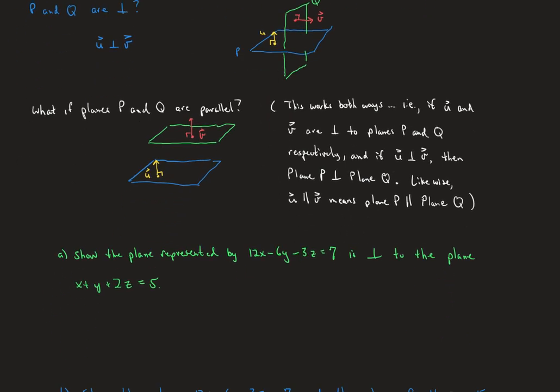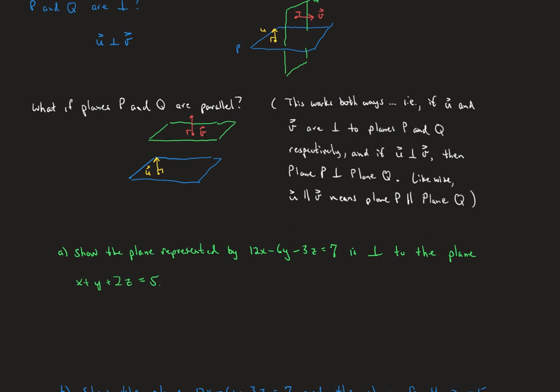What if the planes P and Q are parallel? Then I think you can see in the picture that the normal vectors u and v will also be parallel to each other. You can see in parentheses it works both ways. So if we know the planes are perpendicular, their normal vectors are also perpendicular. If we knew that the normal vectors were perpendicular, we could conclude the planes are perpendicular. Likewise, if the planes are parallel, so are the normal vectors. And if we knew the normal vectors were parallel, we could conclude the planes are parallel as well.